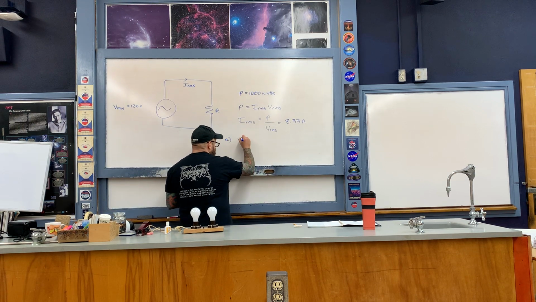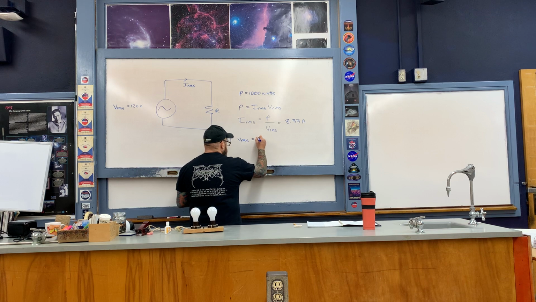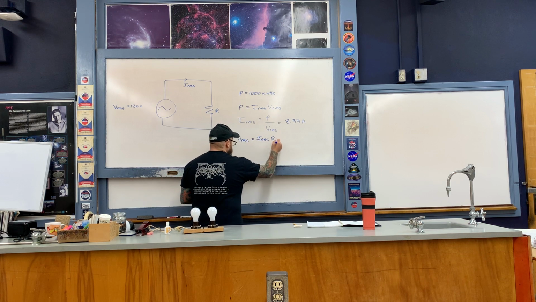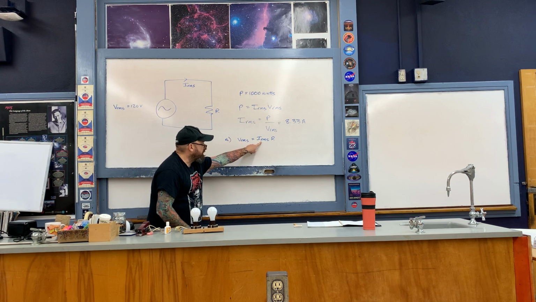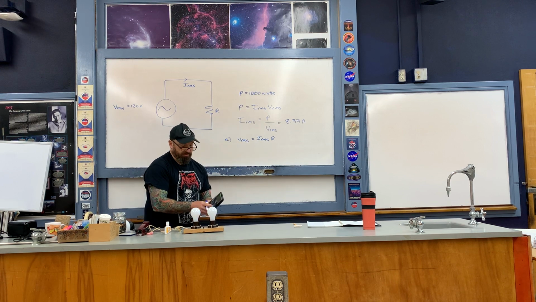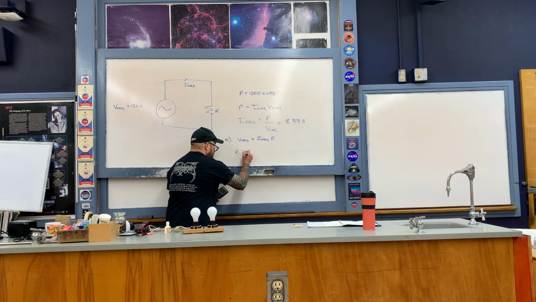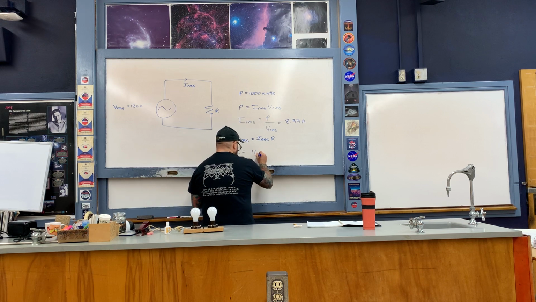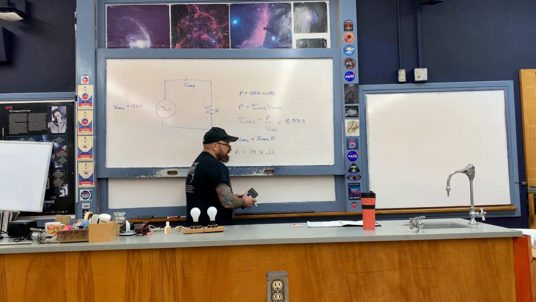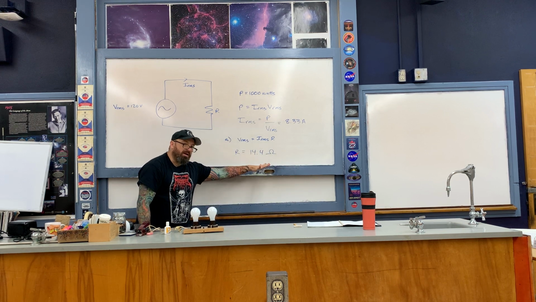Here's Ohm's law: VRMS equals IRMS times resistance R. So I'll take 120 volts and divide it by the 8.33 amps that we just calculated. When I do, 120 divided by that comes out to be 14.4 ohms.